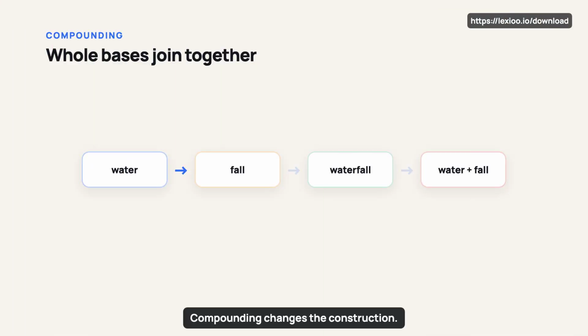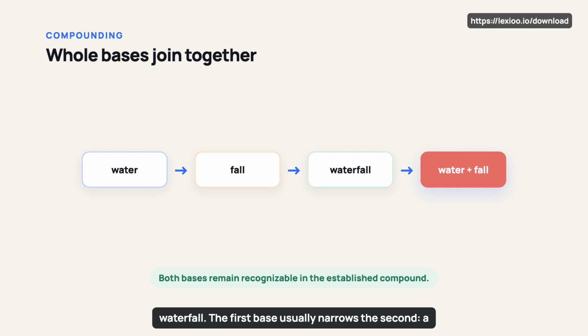Compounding changes the construction. Instead of attaching a bound affix, English combines two or more bases. Water and fall remain recognizable inside waterfall. The first base usually narrows the second. A waterfall is a kind of fall involving water.